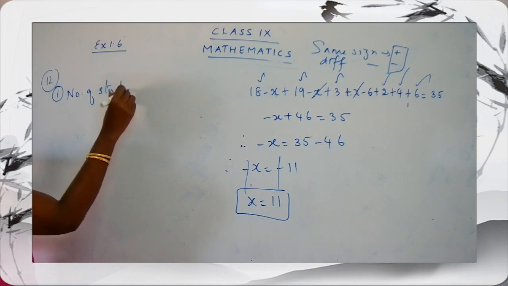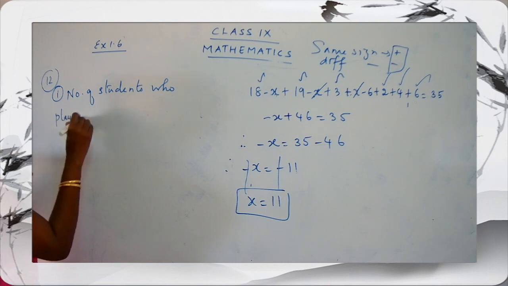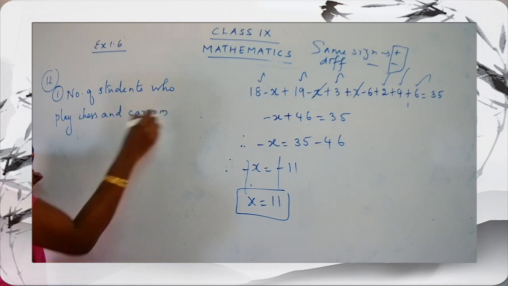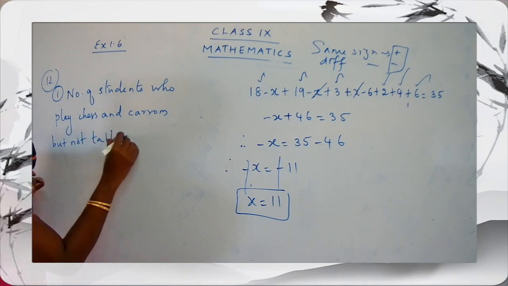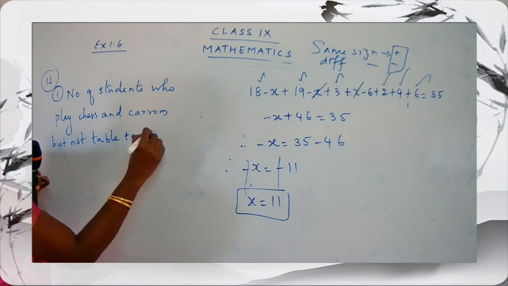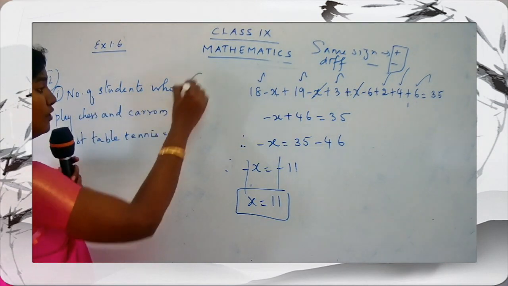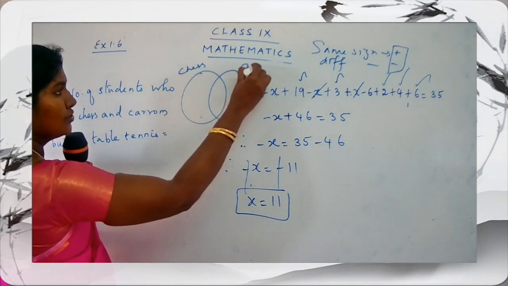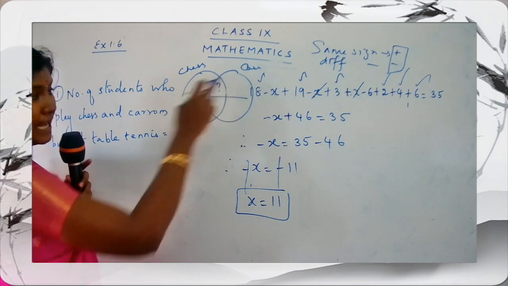Number of students who play chess and carom but not table tennis is equal to. Okay, so we are going to focus on the number of children who play chess and carom. So where are you going to see? You are going to look at the part which is common for chess and carom. So you are going to take this part.